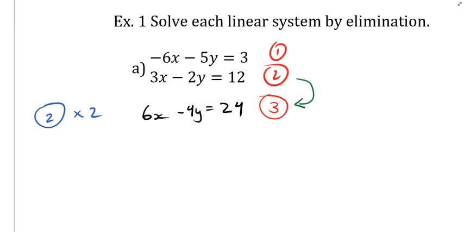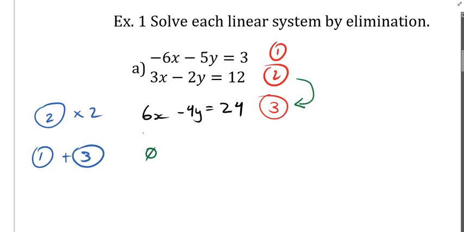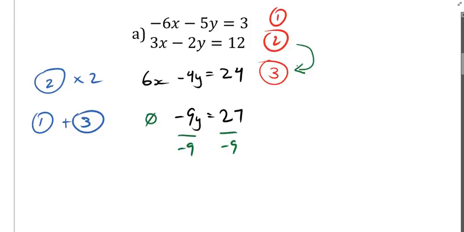Not sure, that's okay. Yeah, so in other words, add equation 1 and equation 3, right? And that's going to eliminate the x. So negative 6x plus 6x is 0. Negative 5y plus negative 4, get out your calculator, it's negative 9y. I could see a lot of people making that mistake. And 3 and 24 is 27. Divide by negative 9, divide by negative 9. Y equals negative 3.